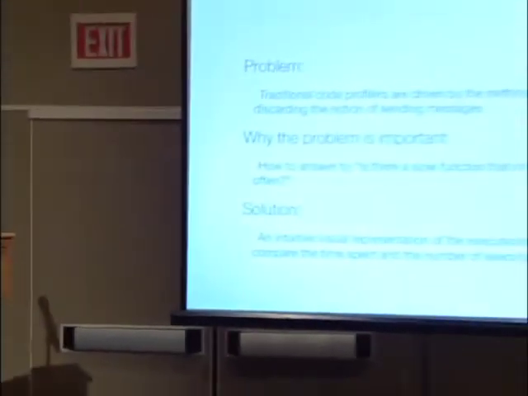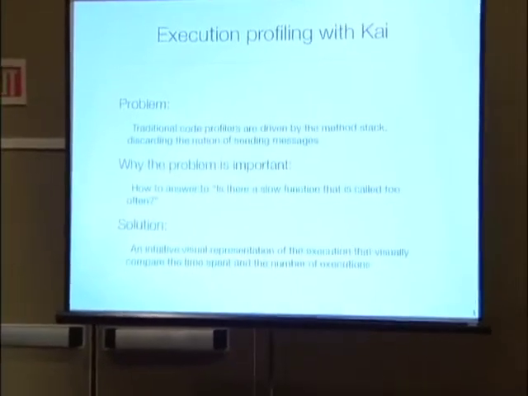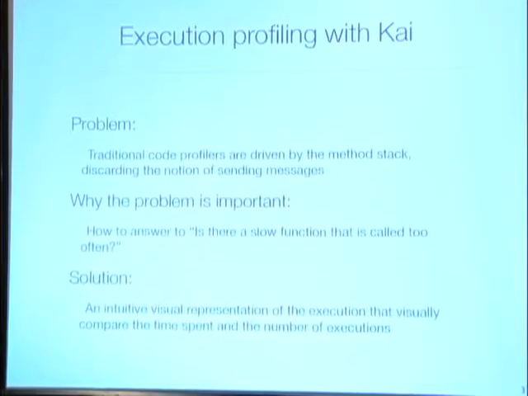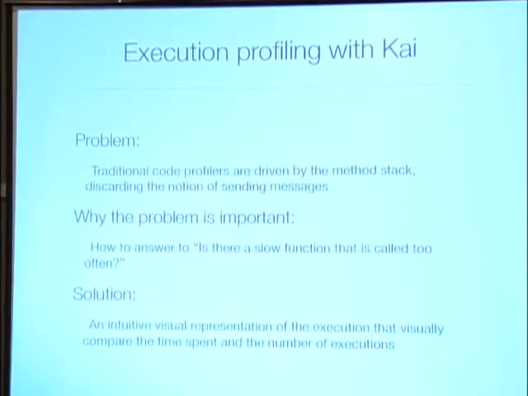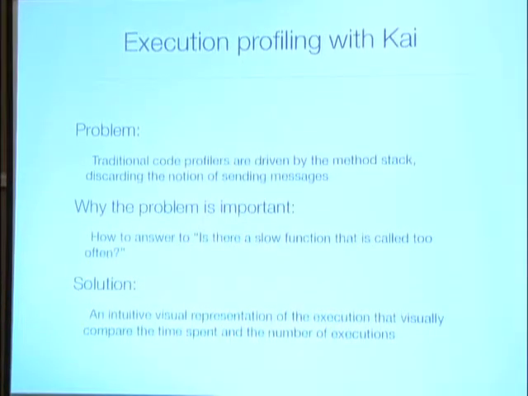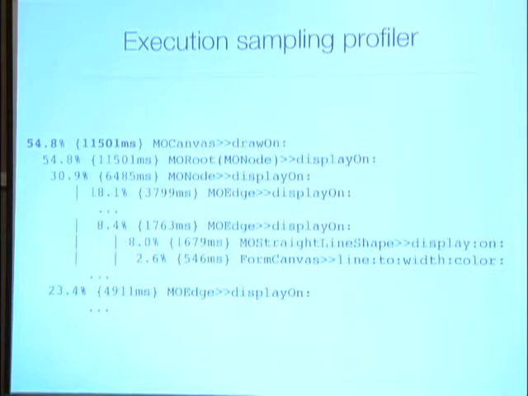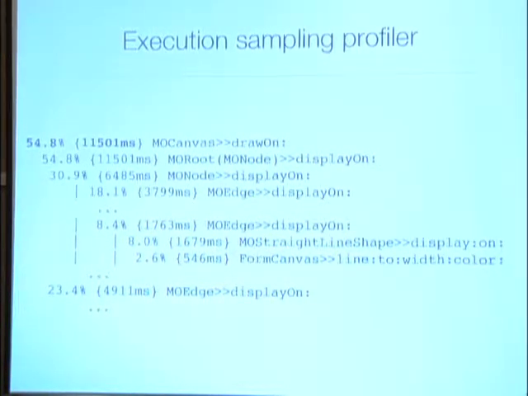which is a profiler that offers an intuitive visual representation of the execution, and makes the relation between the time spent, the method, and the number of times the method has been executed. With a traditional code profiler, in the case of Pharo, but this is exactly the same thing in VisualWorks, you have a textual description of what happens, and you have indentation that tells about the nesting of the code.